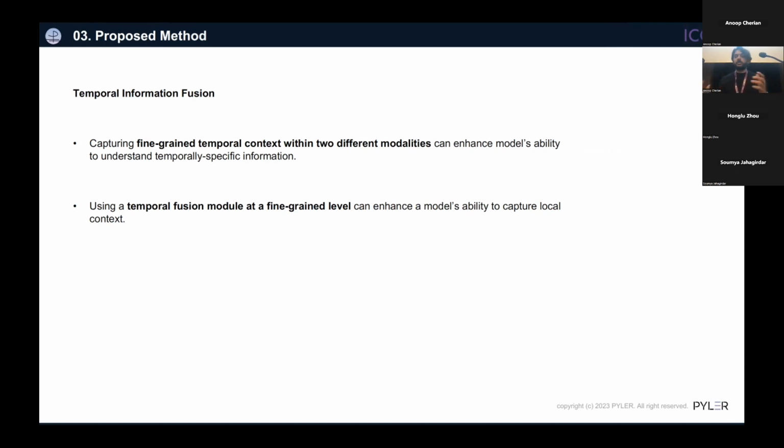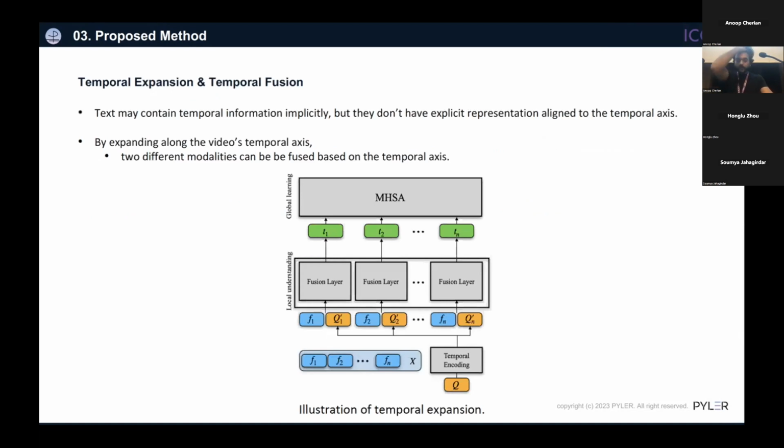And the second one is that we need a fusion module which fuses both modalities at a fine-grained level, not just computing the global context of the video and the text and then doing some interaction, like many previous methods did. So we need some fine-grained fusion between the two modalities. This figure is just an overall illustration of what I'm trying to say.